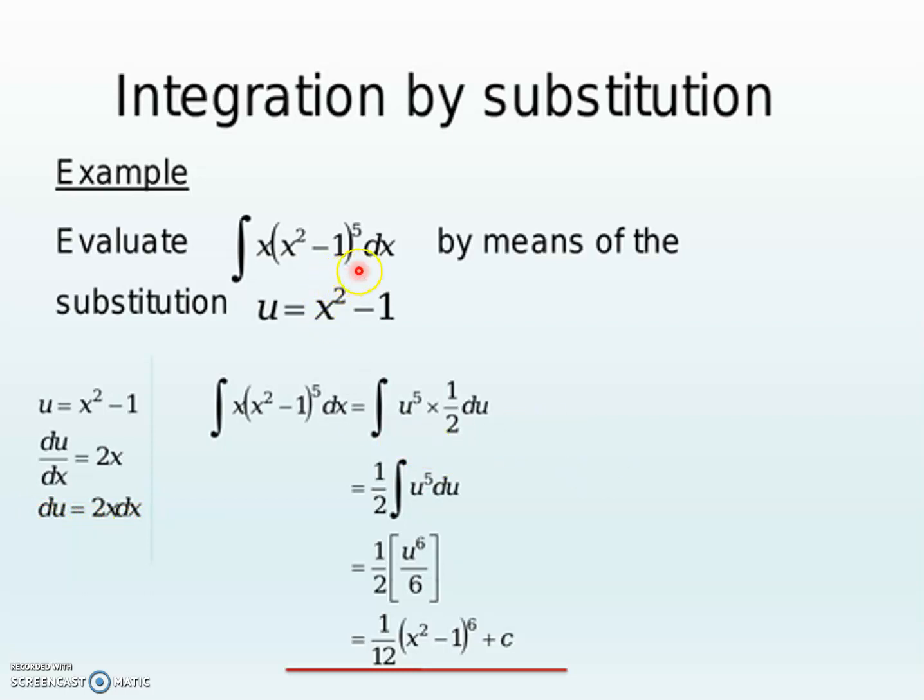And instead of x square minus 1, we put u. Since x square minus 1 is raised to 5, it becomes u raised to 5 du. We know that the integration of x raised to n is x raised to n plus 1 upon n plus 1. So u raised to 5 plus 1, that is 6, and 5 plus 1 in the denominator; 1 upon 2 remains as a constant. We have to resubstitute u is equal to x square minus 1 in the final answer. That's why it is (x square minus 1) raised to 6, and 6 into 2, 12, plus c is the constant.